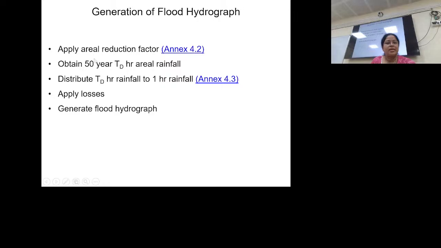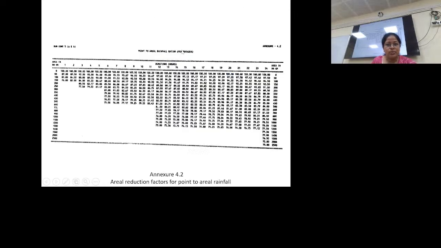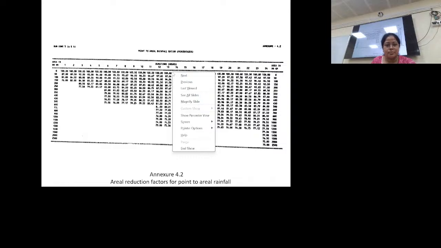Now this point rainfall is to be converted to areal rainfall. For that we have to use this annexure. It depends on this area. So for example if our area lies between say 50 and 100 square kilometer and our design storm duration is 4 hours, we will see the conversion factor will lie between 92 and 88. So we'll have to interpolate and find out this conversion factor for our particular area.